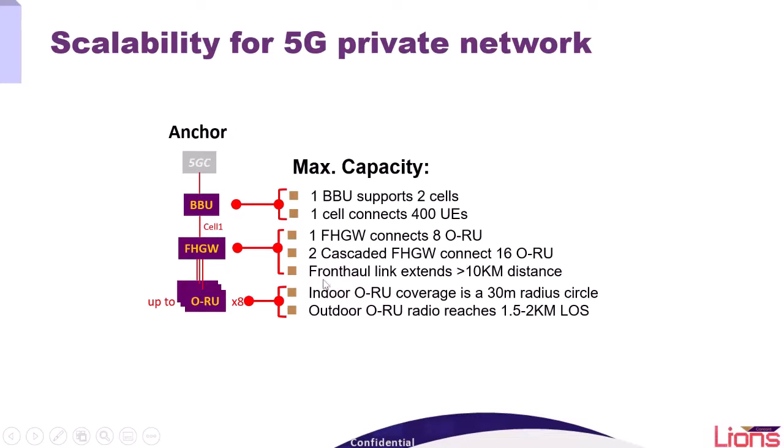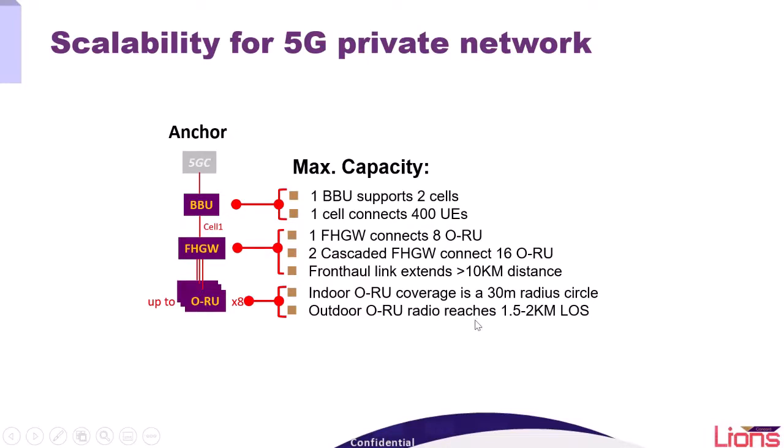Thirdly, the distance from Fronthaul Gateway to ORU can extend up to more than 10 km. And lastly, the area of radio coverage is determined by the type and output power of the ORU. For an indoor ORU with built-in omnidirectional antenna, the radio coverage area is a 30-meter radius circle, centered around the indoor ORU. While for an outdoor ORU using an external antenna, the choice of antenna affects the topology of radio coverage.